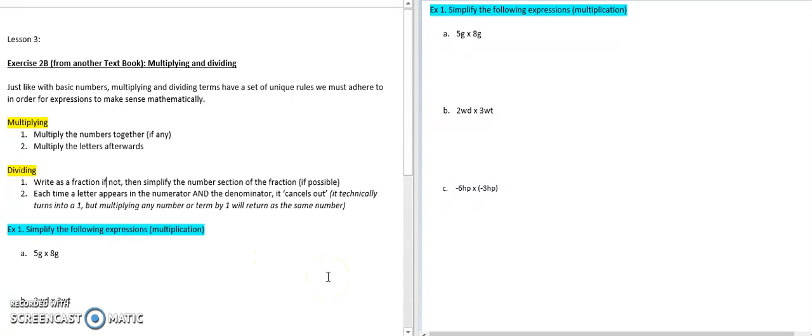This is lesson 3 of the algebra topic. This lesson will be looking at multiplying and dividing algebraic terms.